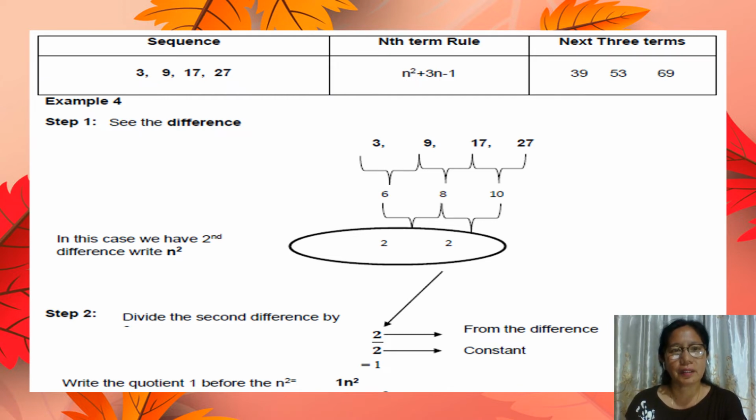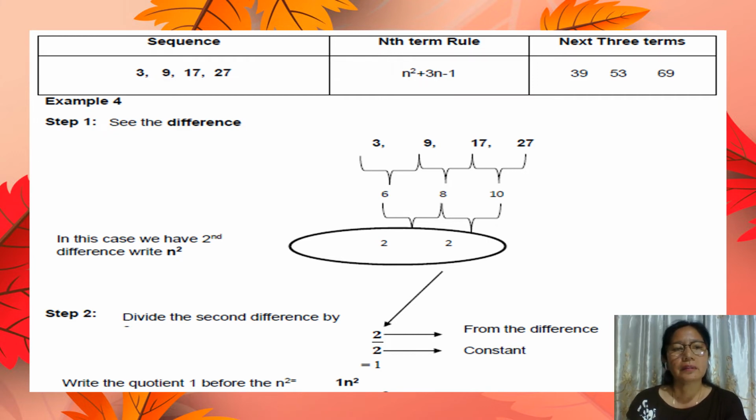So step 1, again, subtract the terms or find the difference. So 9 minus 3 is 6. 17 minus 9, that is 8. 27 minus 17 is 10. Since the numbers are not the same, we will subtract again. 8 minus 6 is 2. 10 minus 8 is 2.